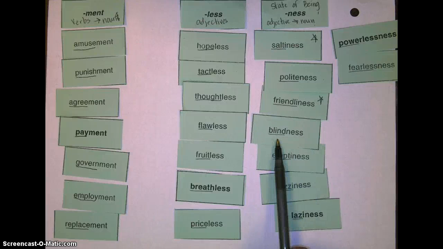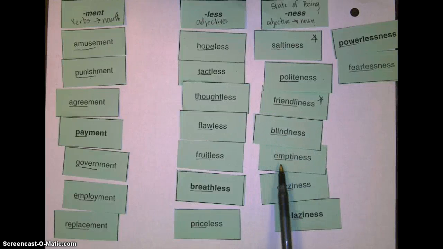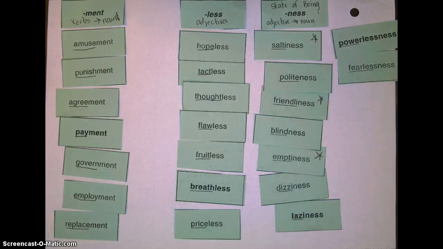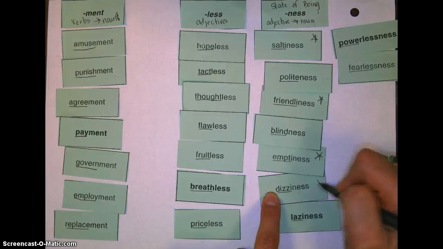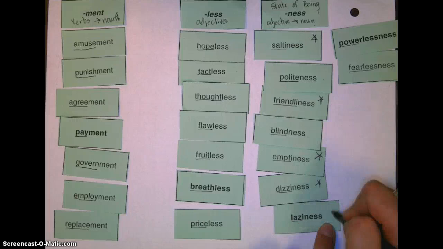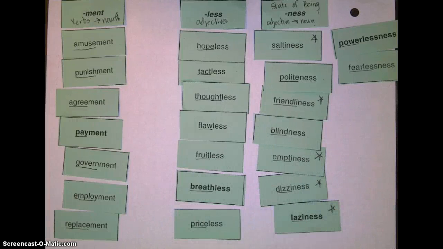Blindness, blind, that's the correct spelling of blind. Empty. Here's another one. Empty is spelled with a Y, so before we add that suffix, we need to remember to change the Y to an I. Dizzy is another one. Dizzy has a Y at the end as well. So we have to remember to change the Y to an I before we add our suffix. And lazy is the same way. Lazy ends with a Y. So before we add that suffix, we need to change the Y to an I.